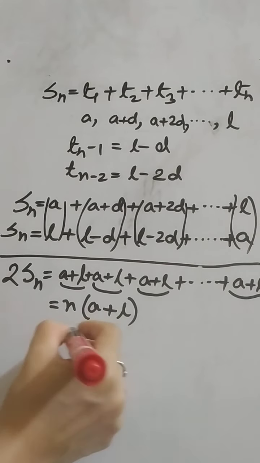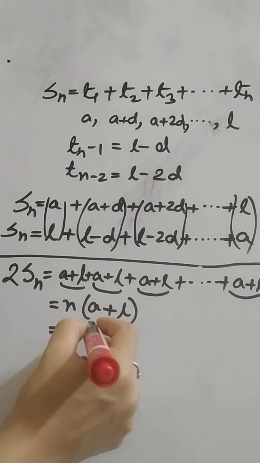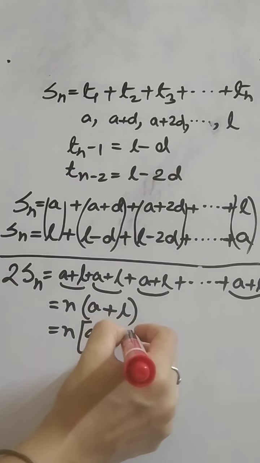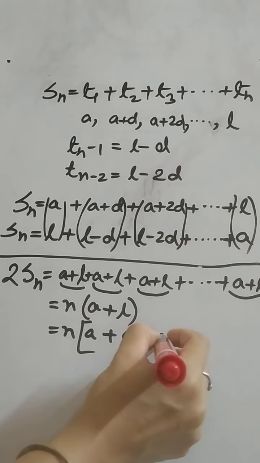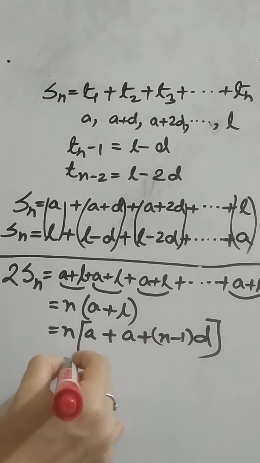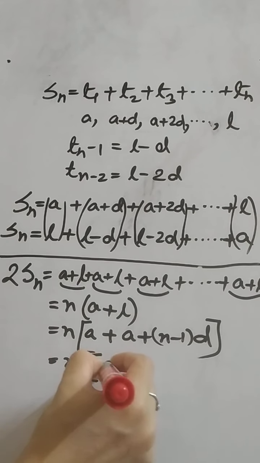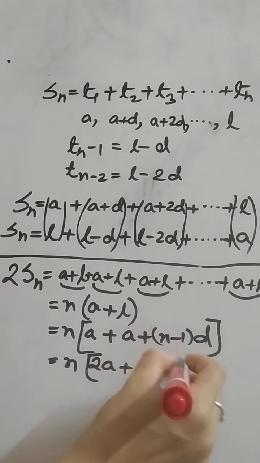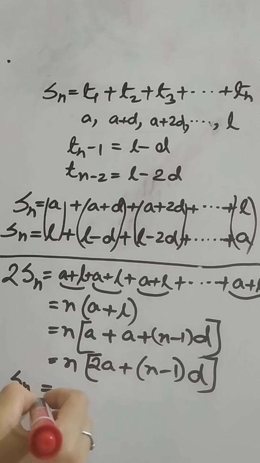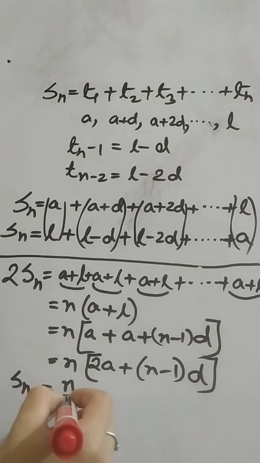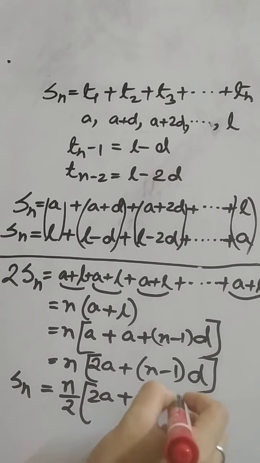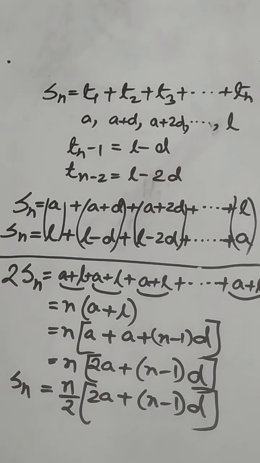Now what was L? L was the last term. So what was the last term? A plus (n minus 1) D. So this is equal to n into (2A plus (n minus 1) D). So how much is Sn, the sum of the n terms? It is n by 2 into (2A plus (n minus 1) D).